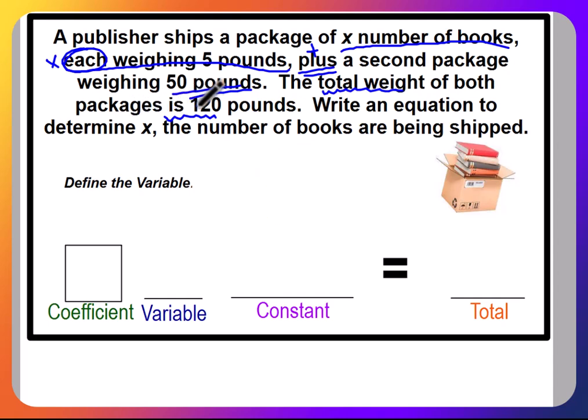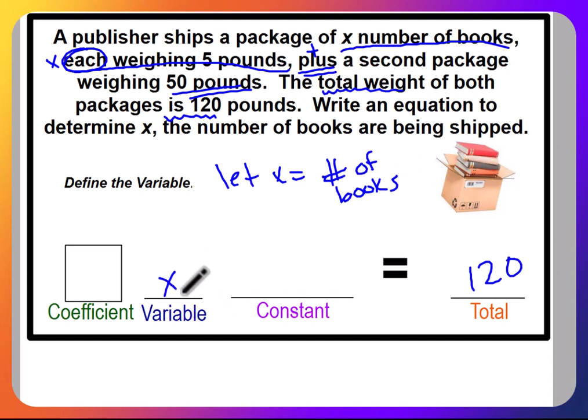All right, so I'm going to do my total right away because it very clearly tells you the total is 120. So there we go. All right, define your variable. Let x equal what? The number of books. It tells us that very clearly. We didn't have to choose a variable. It chose it already for us. All right, so my variable is x. Where is my coefficient? Where is that clue word that means to multiply? Right here, each weighing 5 pounds. So what are we multiplying by? 5. That is your coefficient.